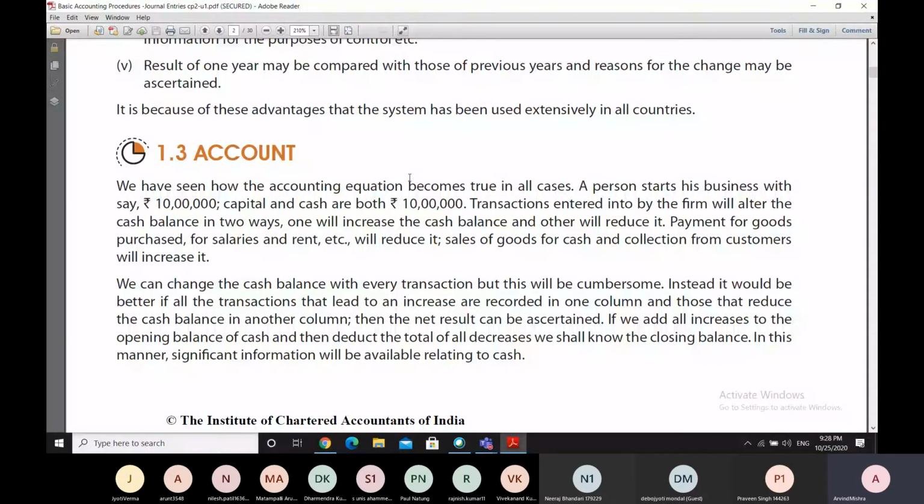Whatever transaction the firm enters into will alter the cash balance. Either the cash balance will increase or the cash balance would reduce. Now, if the firm makes payments for goods purchased or it makes payment for salary, rent, etc., the cash balance will go on reducing. And when it sells any goods for cash and collection comes from the customers, then the cash balance would increase.